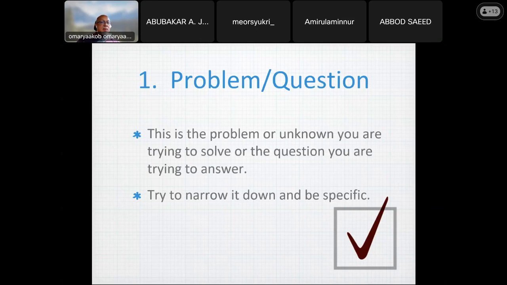So try to narrow it down and be specific. The question is always narrow. Like the example we saw earlier, floating plastic. Floating plastic is a problem, yes, but the study you are doing is not really about floating plastics as such. Plastic pollution is too big; everybody is doing it. So specifically, you just want to know how the plastic behaves in water, the hydrodynamics.